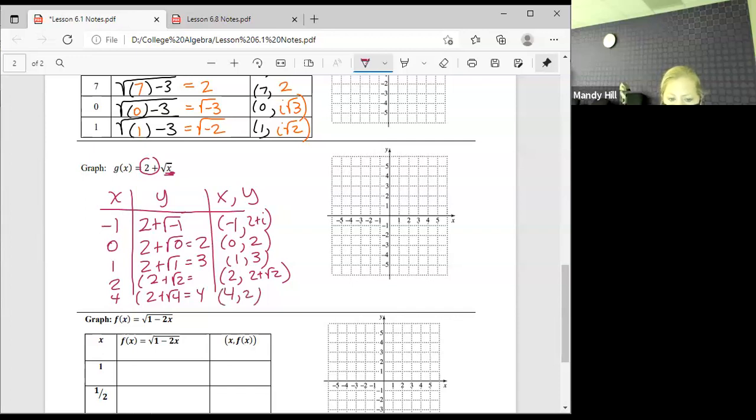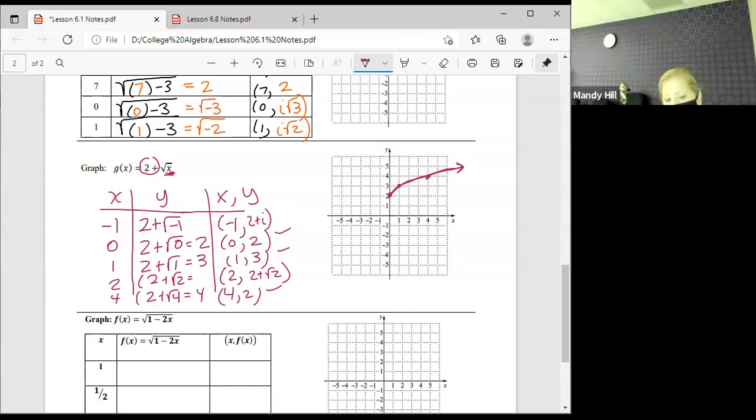So I'm going to graph some of these. I know I'm going to graph this one and this one and this one. They look kind of easy. 0, 2, 1, 3, and 4, 2. Kind of look like that. Still look like that half of a U.